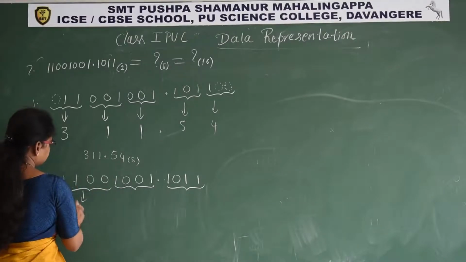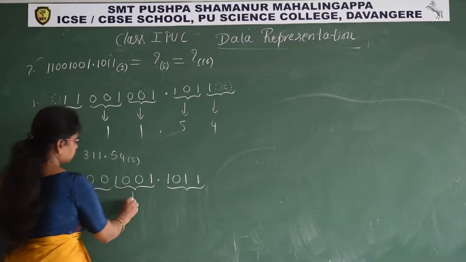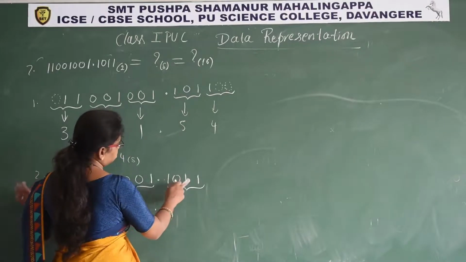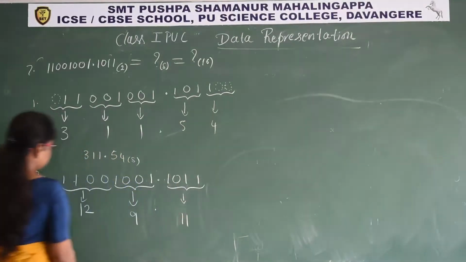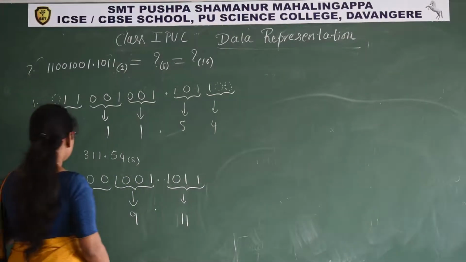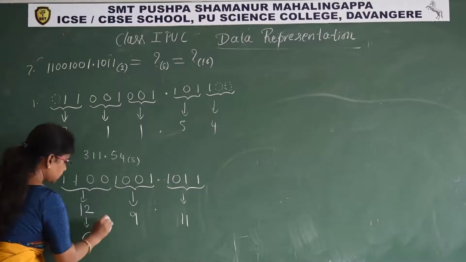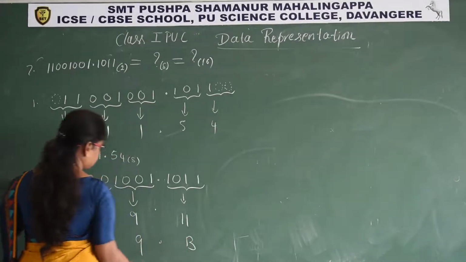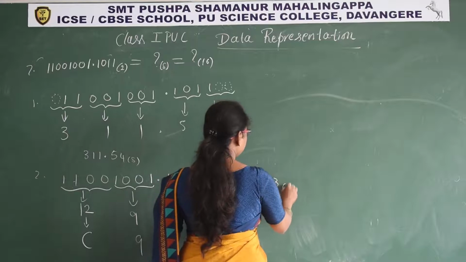8 plus 4 is 12. This is 12. 8 plus 1 is 9. 8 plus 2 is 10, plus 1 is 11. In hexadecimal, 12 can be written as C, 9 is 9, 11 is B. So it is C9.B base 16.